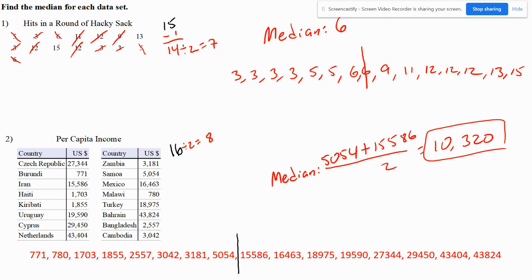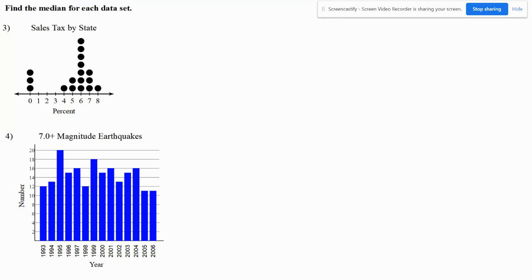If I go through a number, like question number 1, if I go through a number, that's the median. Now, if I don't go through a number, like question number 2, get the average of the 2 numbers in the center. All right, let's take a look at another example.